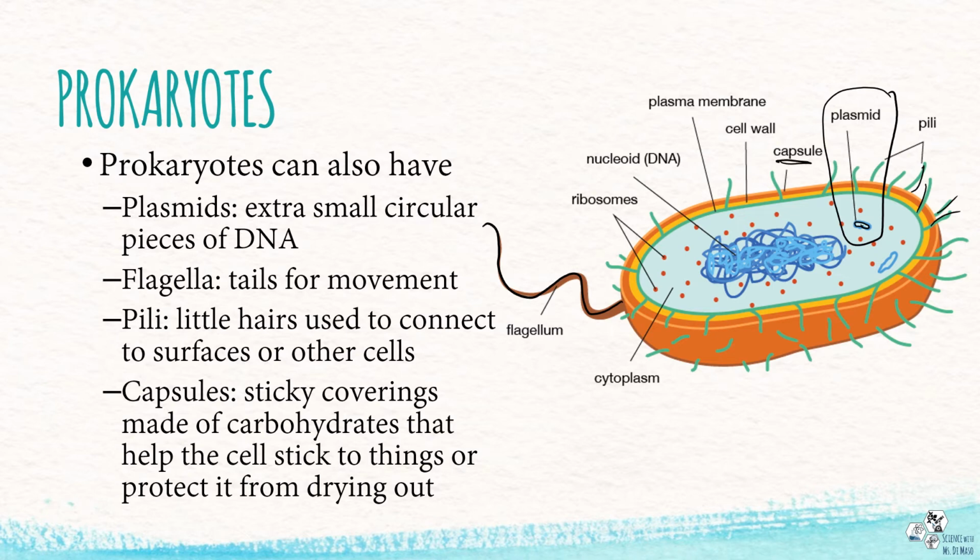Sometimes you'll even see what we call a capsule. It's a carbohydrate that covers the entire outside of the cell. And think of sugar, it's pretty sticky. All carbohydrates are actually pretty sticky. So this actually makes them able to stick to surfaces or stick to places inside your body if they want to get in and they end up causing diseases.